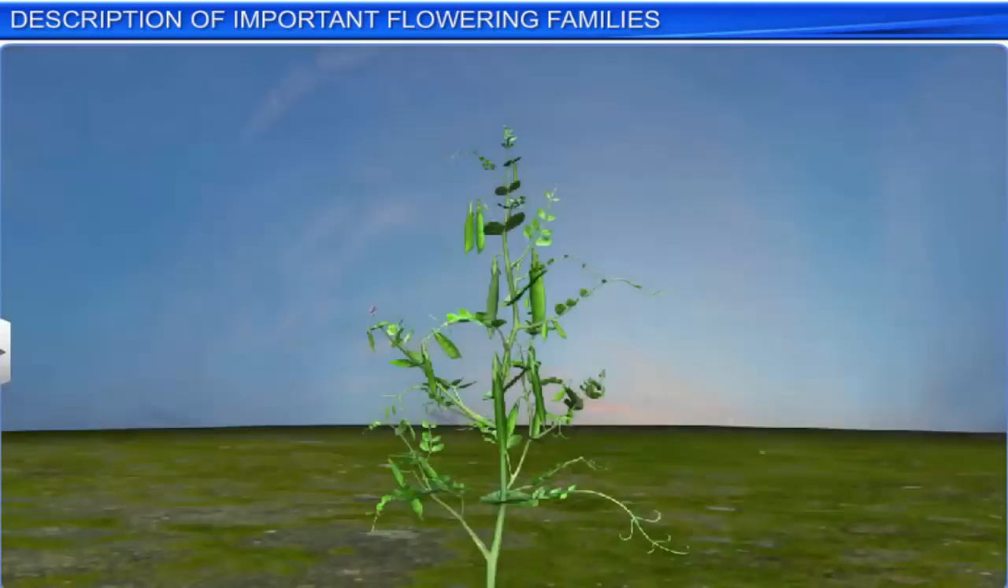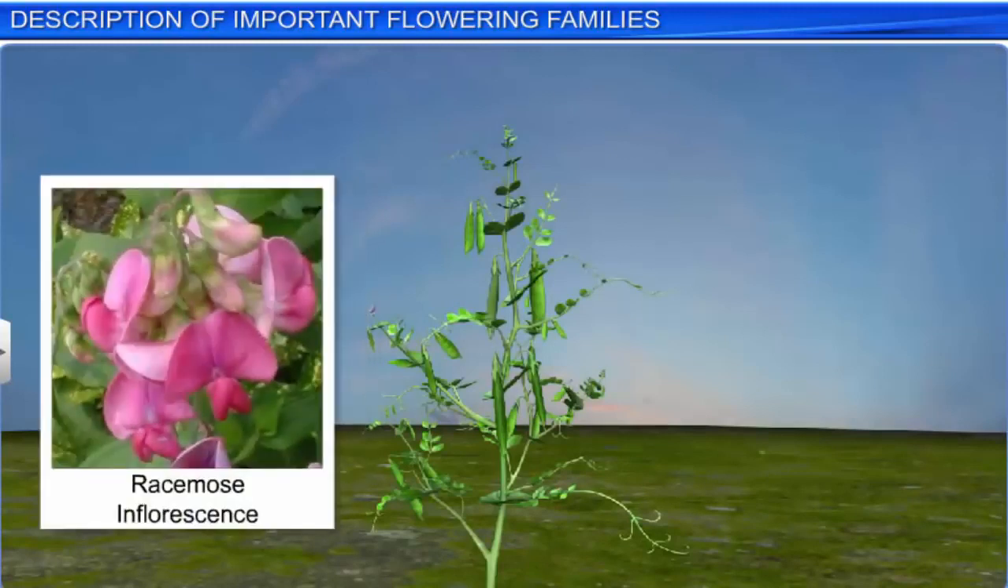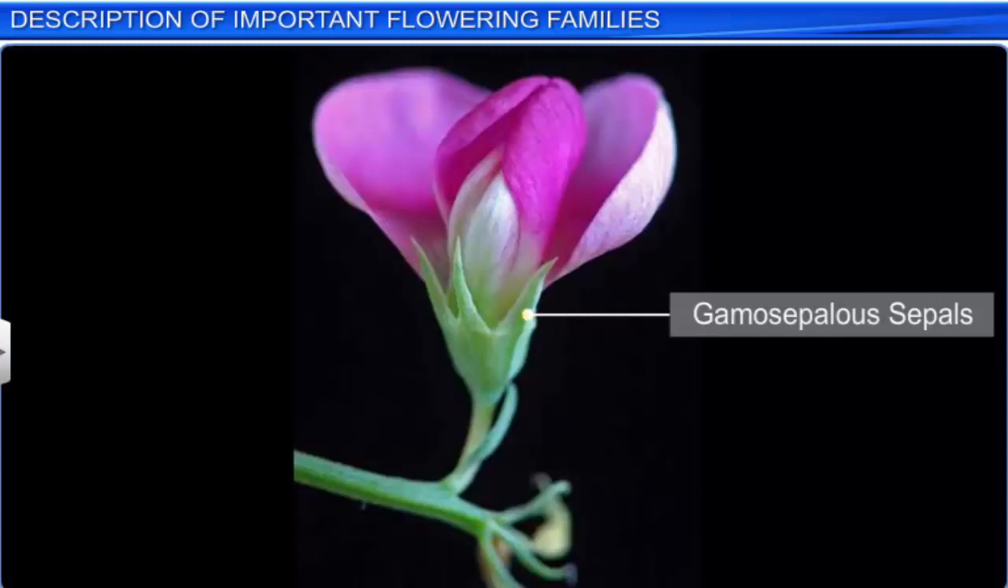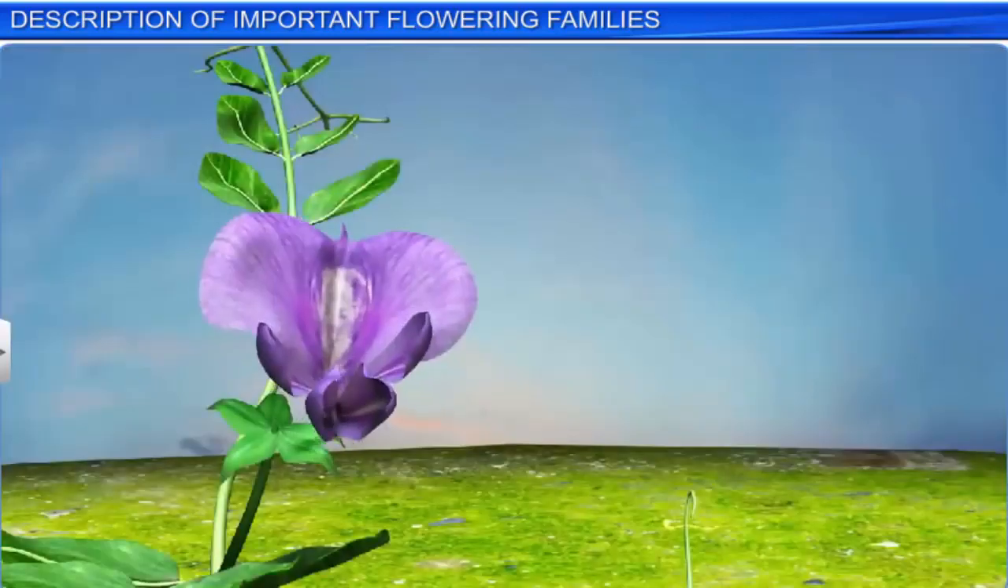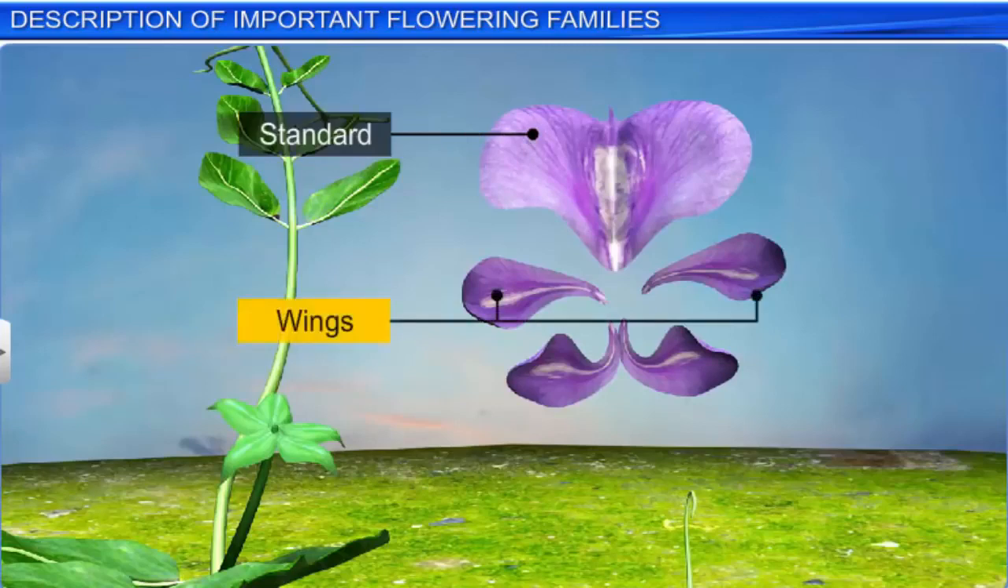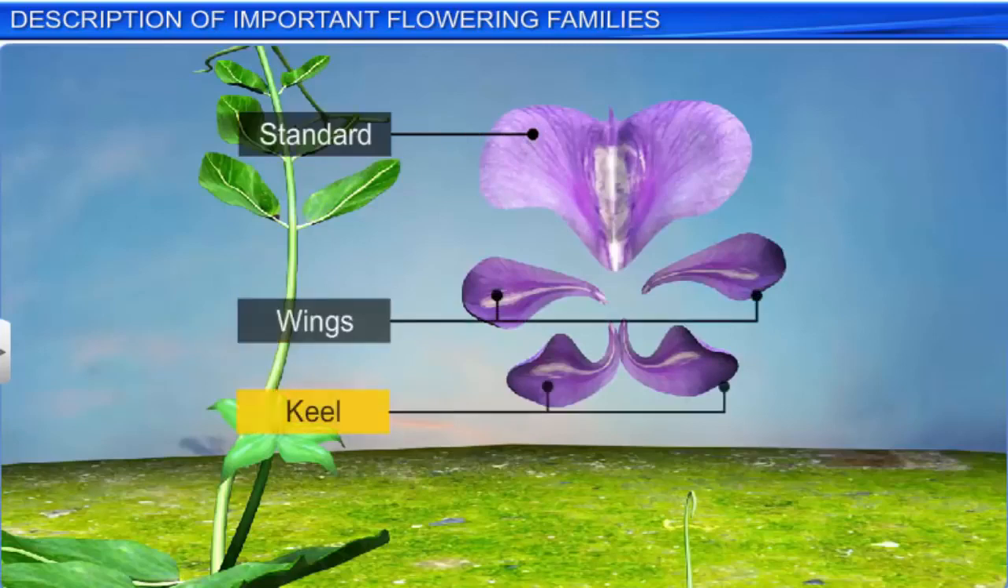The flowers are arranged in racemose inflorescence and are bisexual and zygomorphic. The calyx has 5 sepals that are gamosepalous with imbricate or valvate aestivation. The corolla has 5 petals and is polypetalous. Moreover, the petals are papilionaceous and consist of a posterior standard, 2 lateral wings, and 2 anterior ones forming a keel. The aestivation is descending imbricate or vexillary.